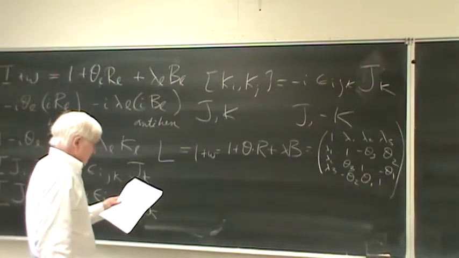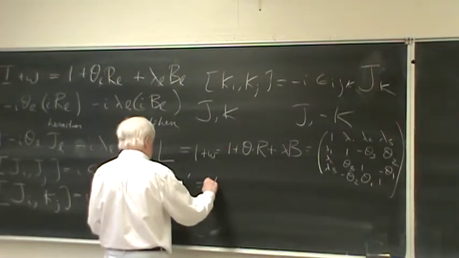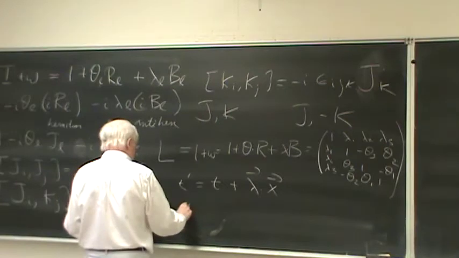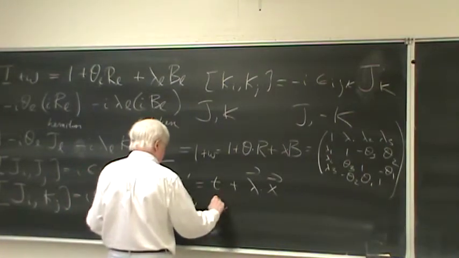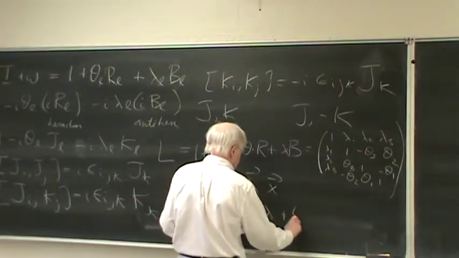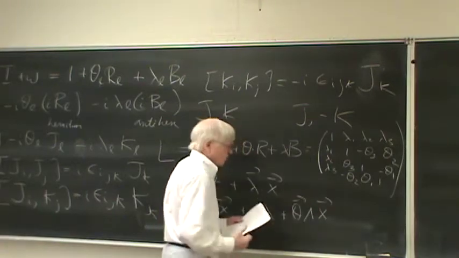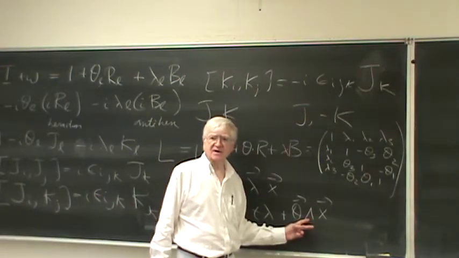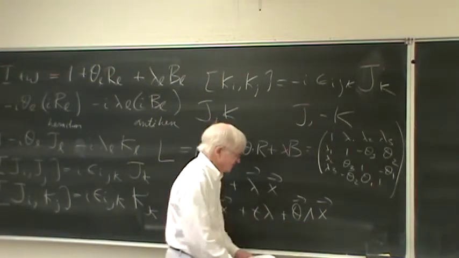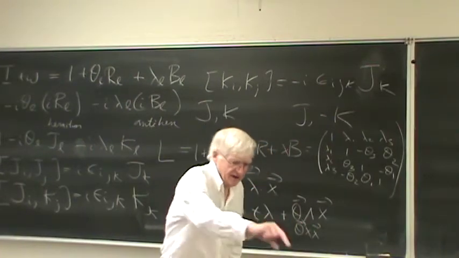And if we break it into time and space, we can say this. The t prime is t plus lambda dot x, and x prime is x plus t lambda plus theta cross x. This is just the ordinary cross product, but since we've got an x here, I don't want to have two x's. So if you want, you can write it as theta cross x, but it's a little funny.